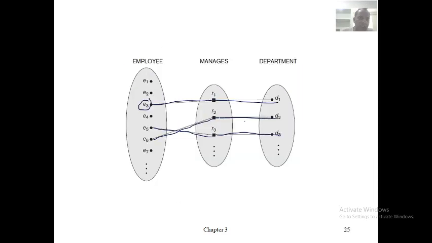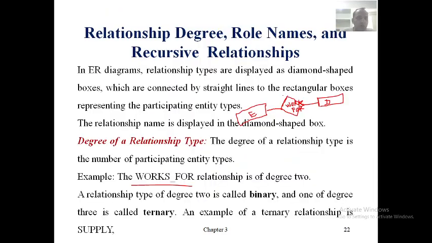Up to this, is the relationship type understood, all of you? Is the concept clear? You don't have any doubts, no? Okay, fine, good.